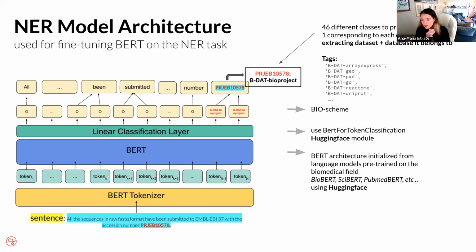As mentioned, we're interested in 46 different classes, and we have one corresponding class for each of the databases we're interested in. So our tags are basically being able to say, okay, this is a data set in the BioProject repository, or this is a data set in the ArrayExpress repository. These are the repositories we're interested in. We are using Hugging Face for this, which makes it very easy to load all of these models and compare them as well.